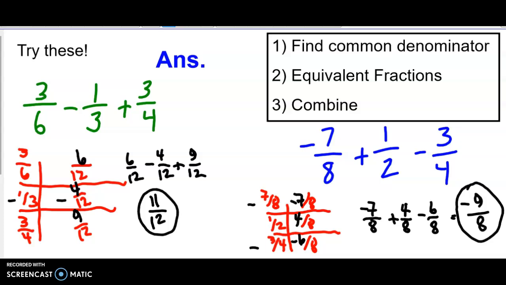Now you have -7/8 plus 1/2 minus 3/4. The common denominator for 8, 2, and 4 is going to be 8. So 4 times 2 is 8, and 3 times 2 is 6. 2 times 4 is 8, and 4 times 1 is 4. The first fraction stayed the same. So take the -7/8 plus the 4/8 minus the 6/8. -7 plus 4 is -3, and -3 minus 6 is -9. So you should get an answer of -9/8.